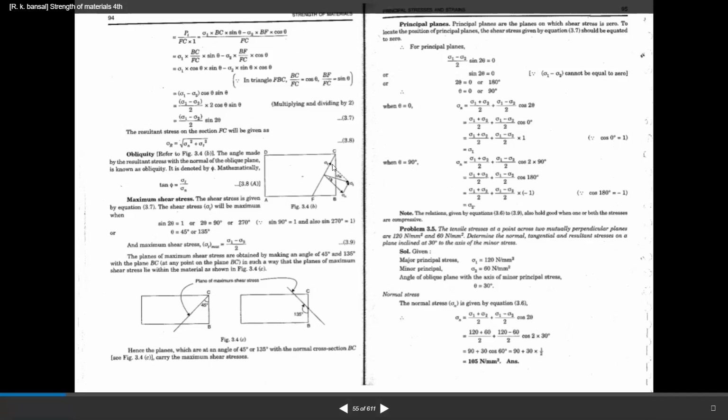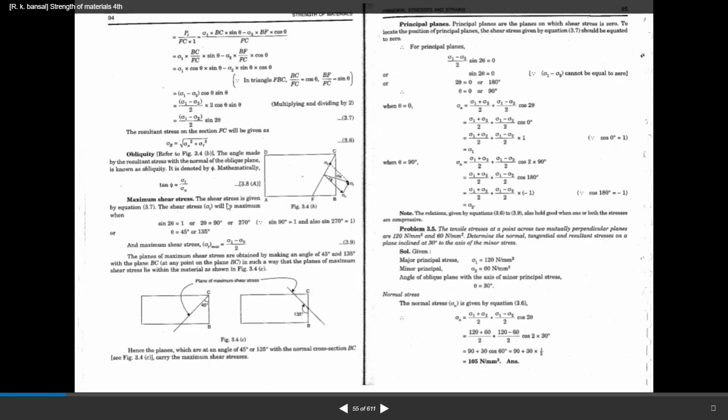This is the figure 3.4. The angle made by the resultant stress with the normal of the oblique plane is known as obliquity. It is denoted by phi. Mathematically, tan phi equal to sigma t by sigma n, tangential stress by normal stress. For this diagram, tan phi equal to sigma t by sigma n. This is equation 3.8.